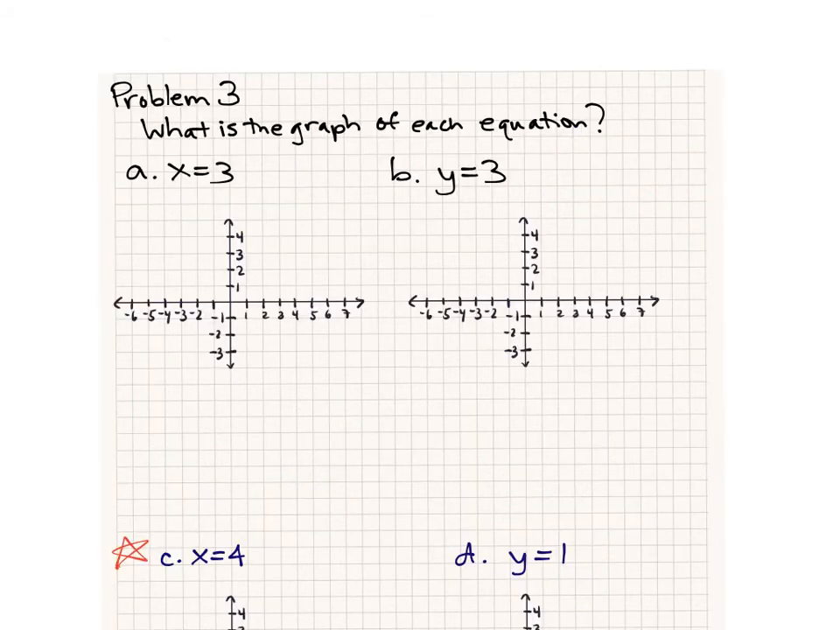Okay, and then we're moving on to vertical and horizontal lines. Whenever you have just x equals a number, it's just going to be a vertical line.